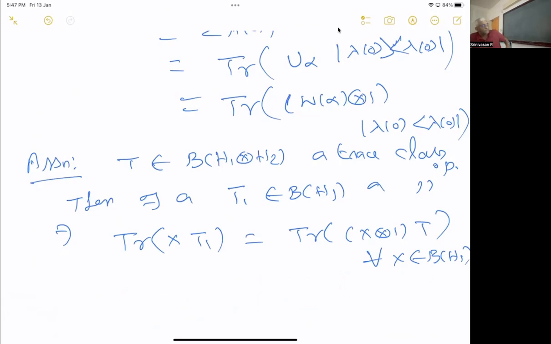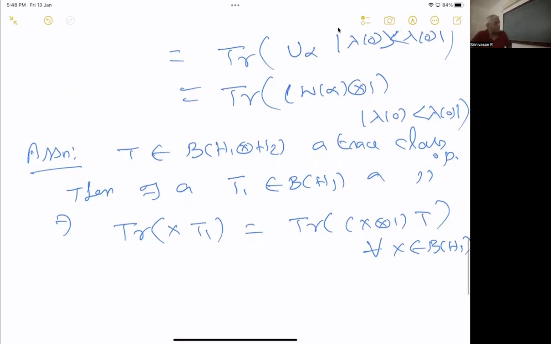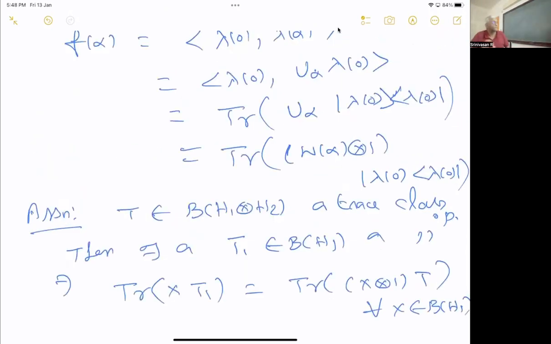I mean, X is any operator. So this X going to the right-hand side gives a linear functional on B of H1, and it is weak star continuous, right? That is precisely what weak star continuity means: if xn converges to X. Do you understand what weak star continuous is?